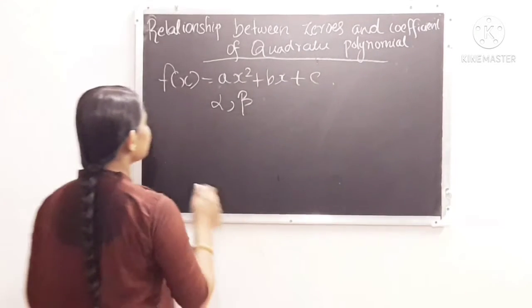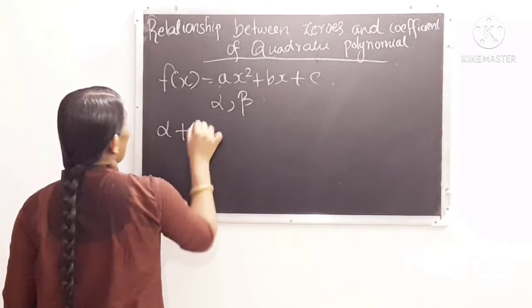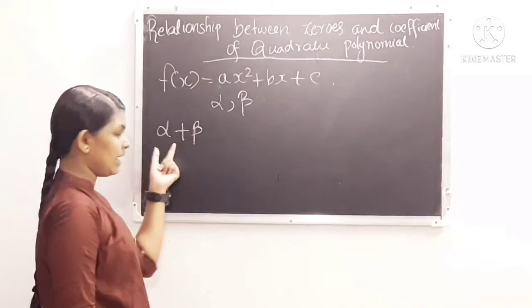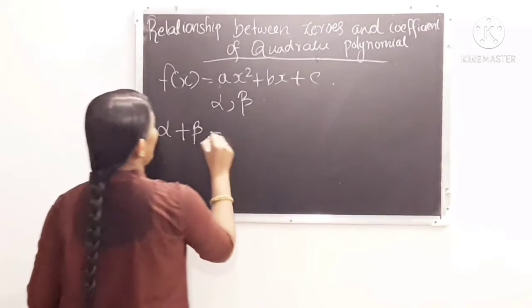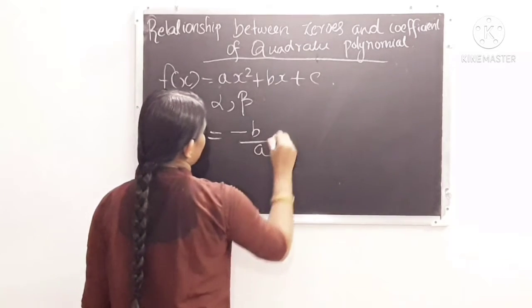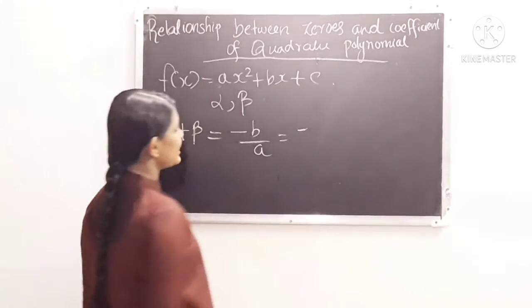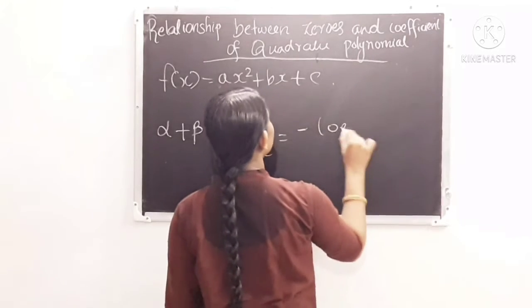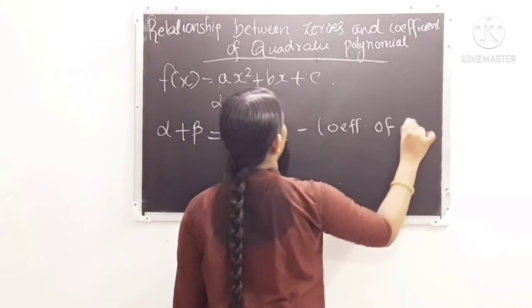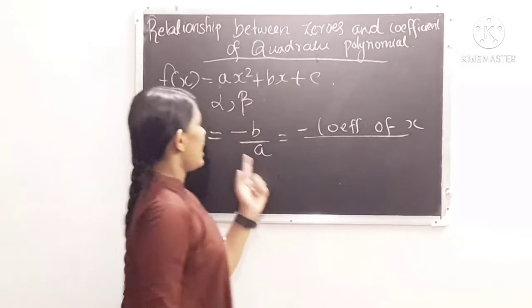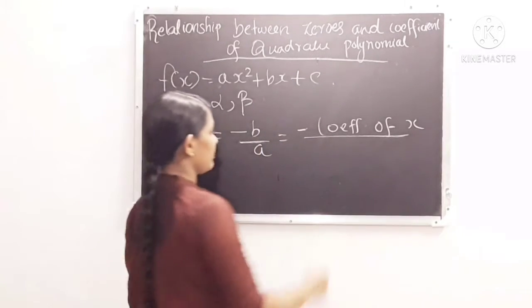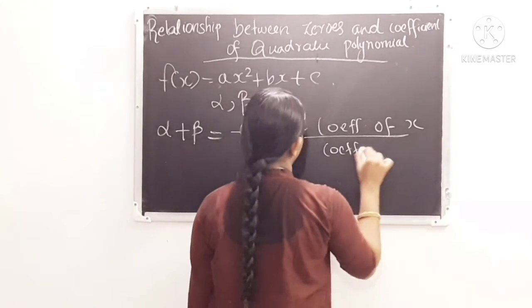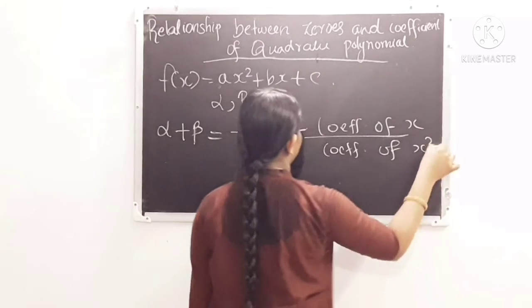Okay. And we can write that the sum of the roots or the sum of the zeros, that is alpha plus beta, will be equal to minus b by a. That is equal to minus of, what is b here? B is the coefficient of x. Okay. So minus of coefficient of x divided by, and what is a? A is the coefficient of x square.